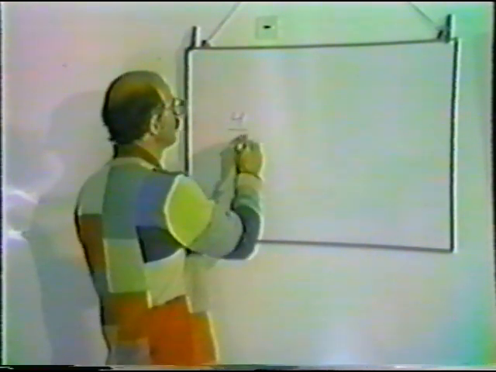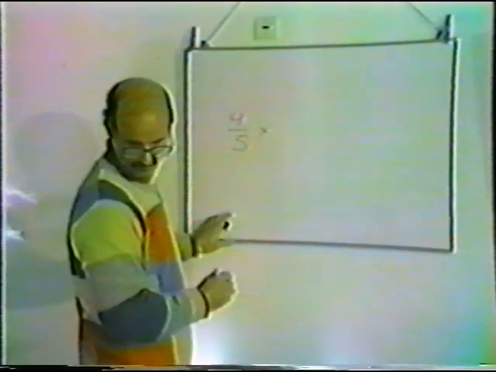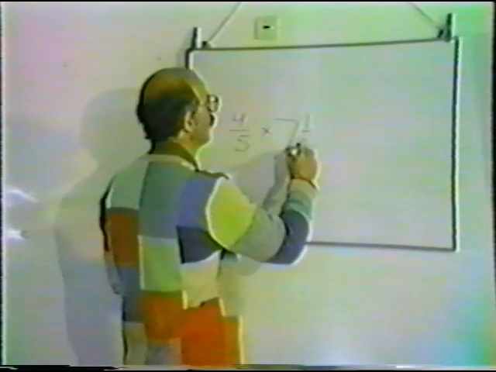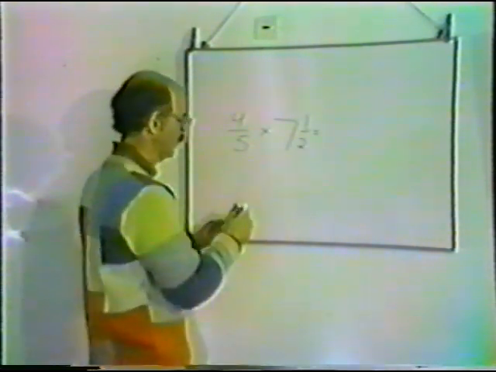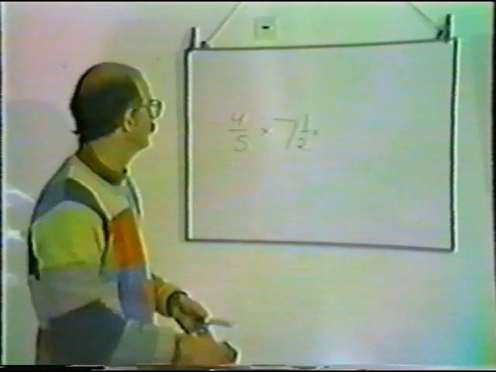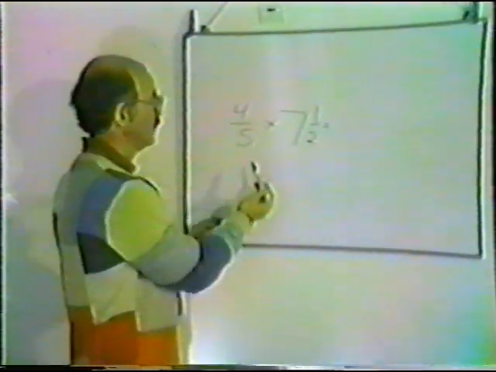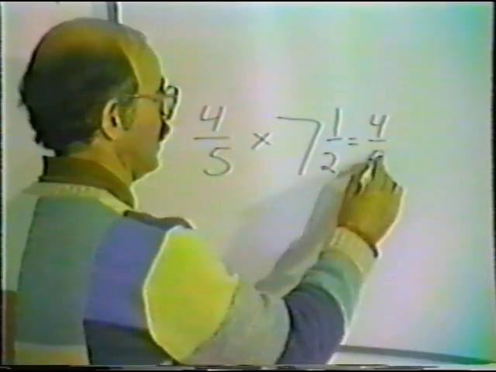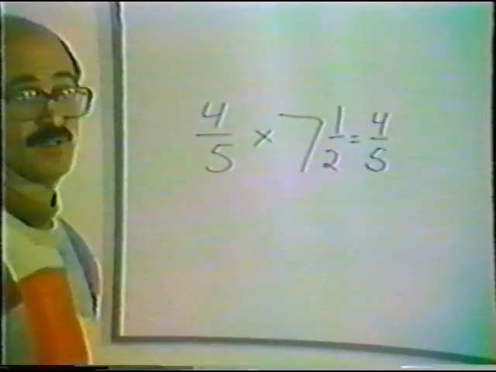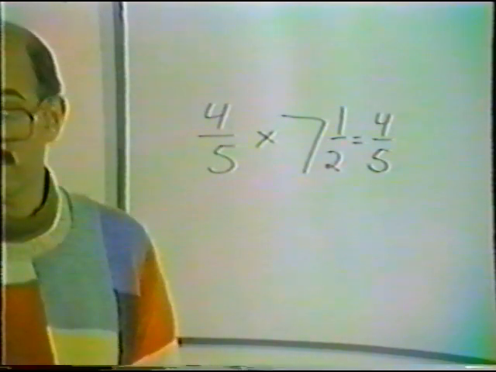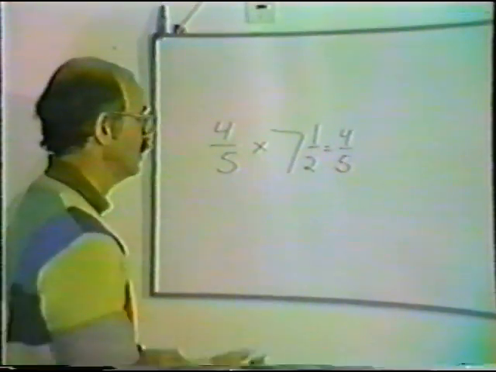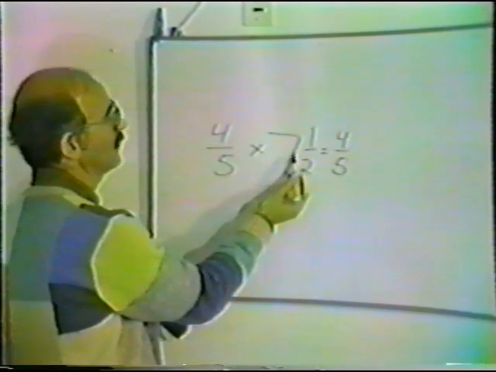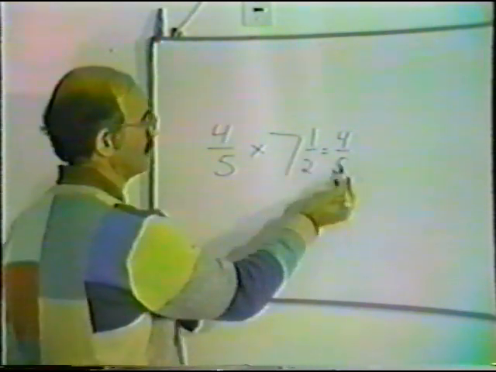Four fifths times 7 and 1 halves. The 4 fifths can stay the same. The 7 and 1 half is a mixed number. We have to make it an improper fraction. 2 times 7 is? 14. Plus 1 is? 15.